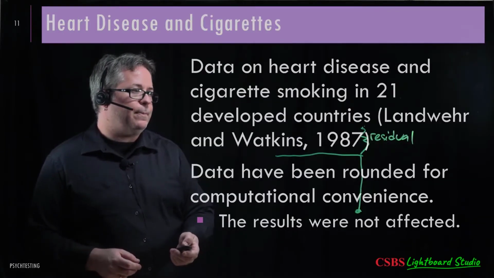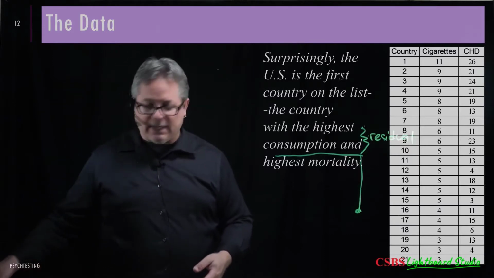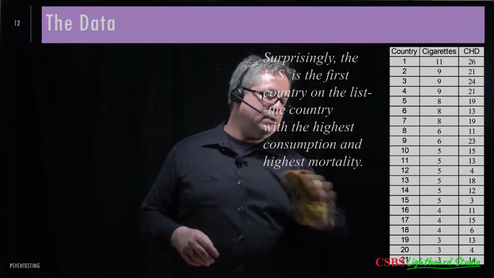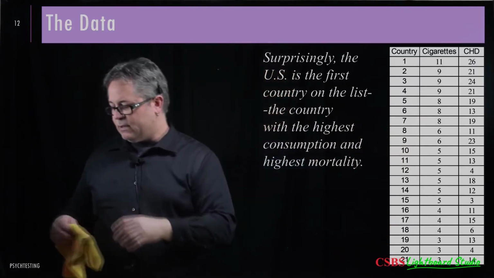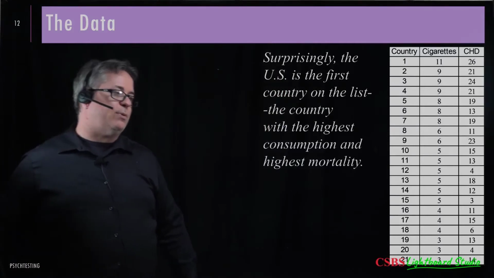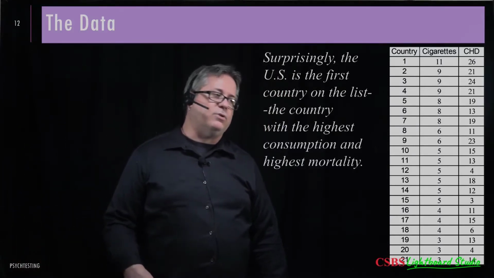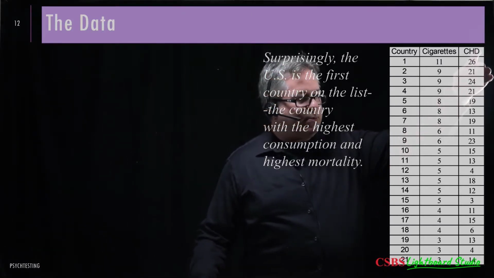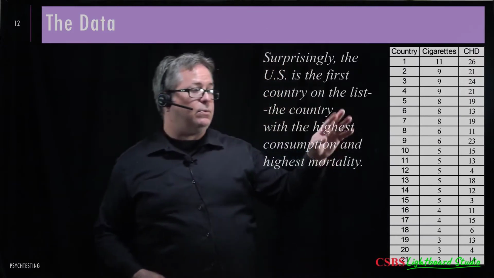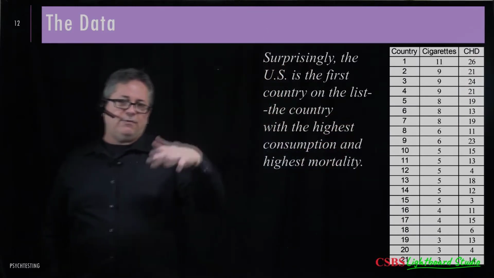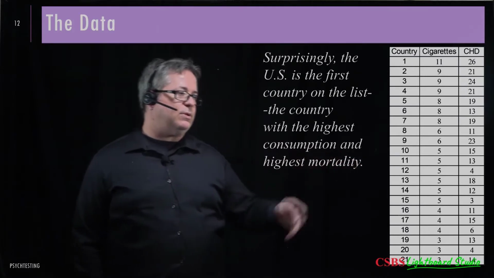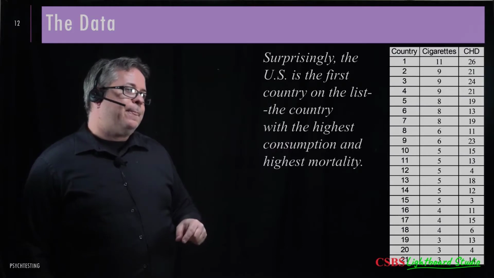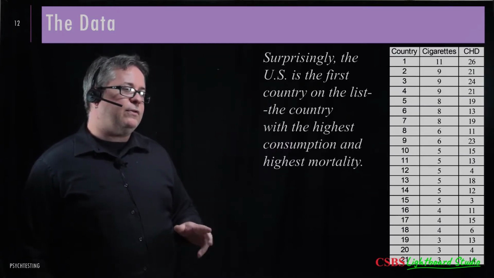I mentioned that before. So here's the data I was talking about. This is real data. It's 21 different countries, and they measured the average number of cigarettes smoked per adult per day in that country. And then you looked at the number of coronary heart disease deaths per 10,000 in the same country. So we're used to seeing data at the individual person level. This is actually at the country level. So each one of these is a measure of a country's average. And this is from like 1988.